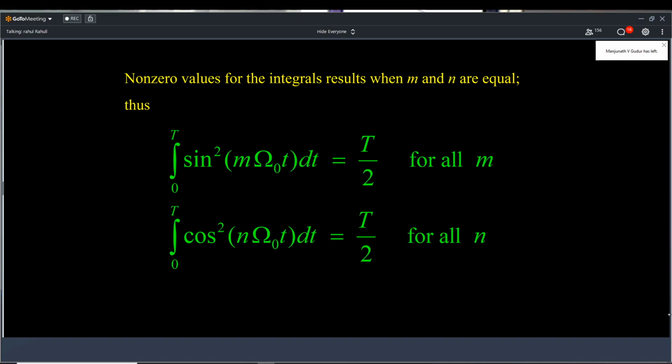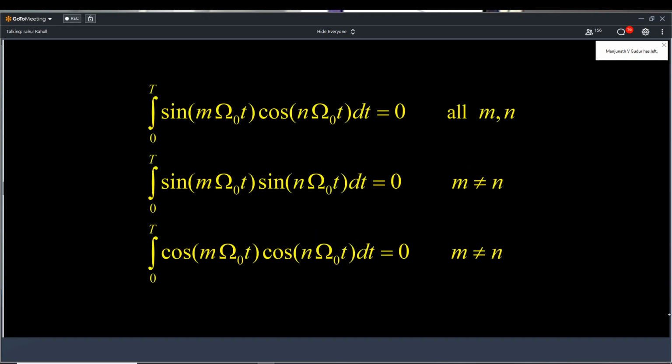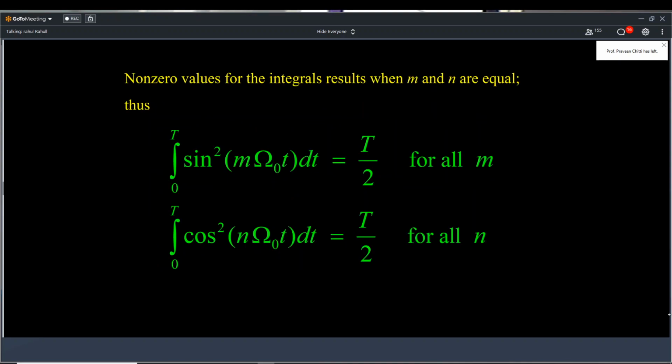And when you are having sine square and cos square, when m is equal to n in this equation, that is sine multiplied by sine and cosine multiplied by cosine. When m is equal to n, it becomes a square term, and when it is squared, it will be evaluated to T by 2.